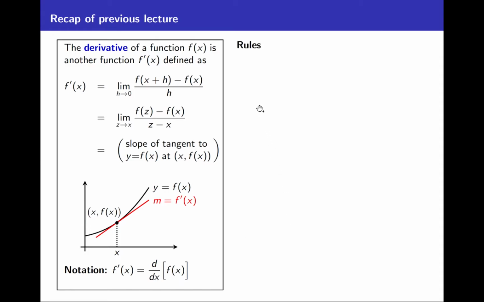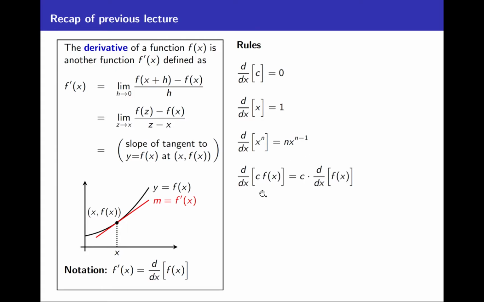And then we developed some rules for computing derivatives in a way that bypasses the limit definition, provided that the function f has the right form. The derivative of a constant is equal to 0. The derivative of the identity function f of x equals x is equal to 1. The power rule, which states that the derivative of x to the power of n is n times x to the power of n minus 1. The constant multiple rule says that the derivative of a constant c times f of x is c times the derivative of f of x. And then the so-called sum difference rule tells us that the derivative of the sum or difference of a sequence of functions is the sum or difference of the derivatives of the individual functions.